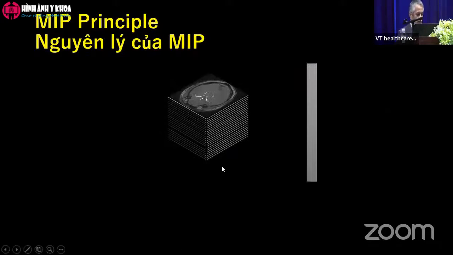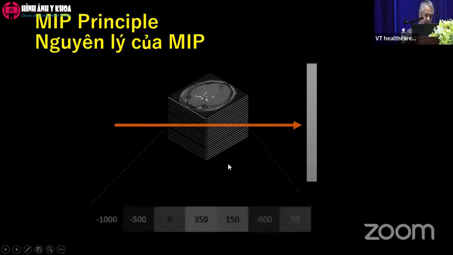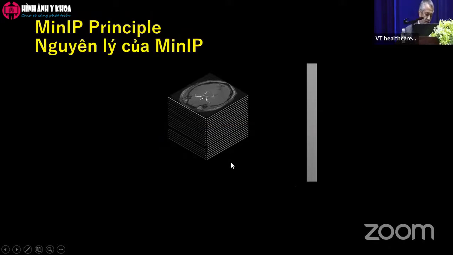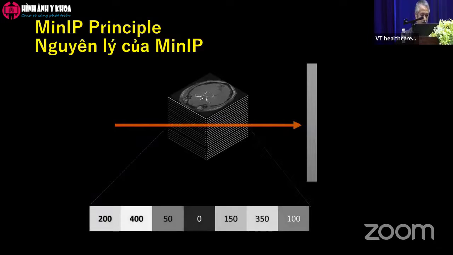This is the MIP principle, a parallel projection method in which high CT values are displayed on the projection screen. This is the minimum IP principle, a parallel projection method used to display small CT values on the projection screen.